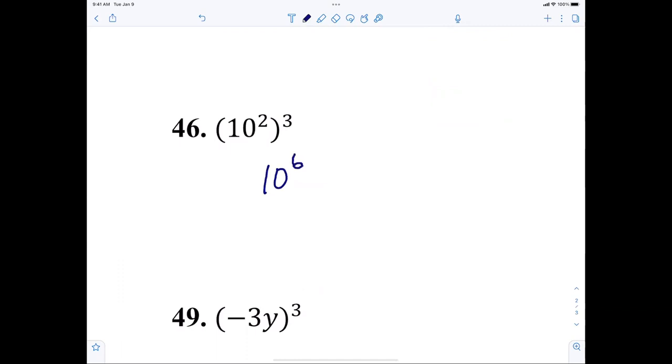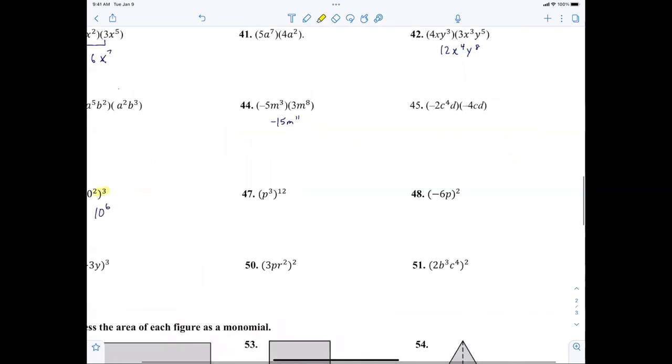Who's up? Just 10 to the 6th. Power to power, you multiply. You don't change the base. It's just 10 to the 6th. All right, that was good. All right, 48.